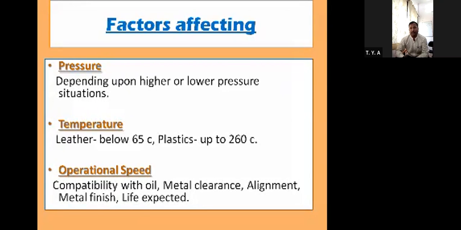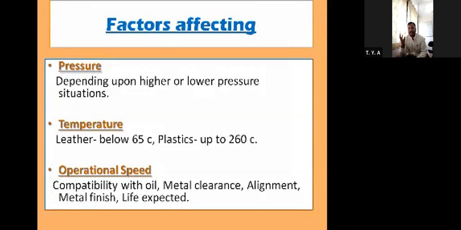Then another factor is the temperature. This temperature range decides the sealing material, which material we should use at hot temperature. So if temperature is below 65 degrees Celsius, then you can choose leather material. And if temperature is up to 260 degrees Celsius, then you can choose plastic material as a sealing. So temperature is also an important factor while selecting your seal.